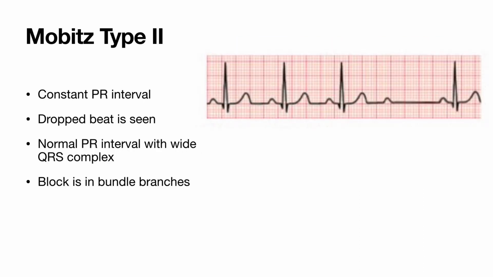Mobitz type 2 AV nodal block. Most beats are conducted with a constant PR interval, but occasionally there is atrial depolarization without a subsequent ventricular depolarization. This is called Mobitz type 2 phenomenon.